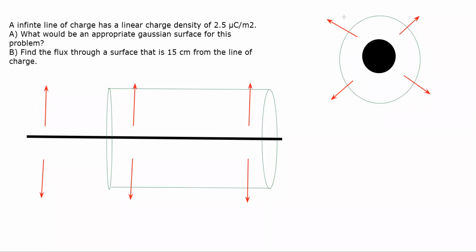Let's calculate the flux here. This is part B now: find the flux through a surface, which we chose as a cylinder that matches the symmetry, a surface that is 15 centimeters from the line of charge. So I'm going to draw my radius here. I could make this a little bit thicker so we can see it. So that radius is 15 centimeters.